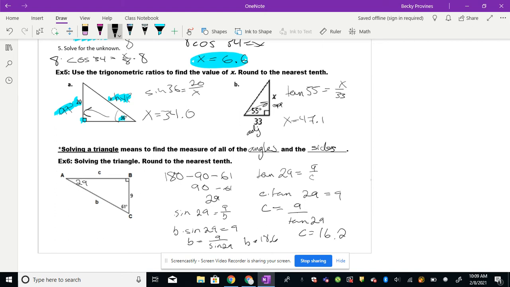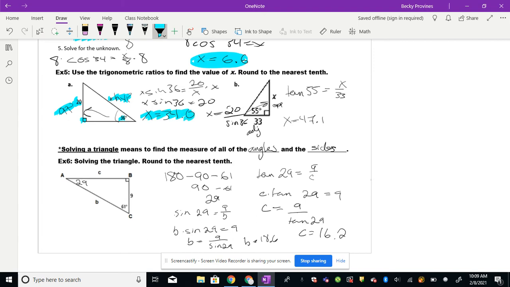So to solve this one is going to be a little tricky. We're going to multiply both sides by x to get it out of that denominator. So we have x sine of 36 equals 20, and then we're going to divide both sides by the sine of 36. So we get, this is going to be a little messy, I apologize, x equals 20 over the sine of 36, and if we plug that into our calculators, we get that x equals 34.